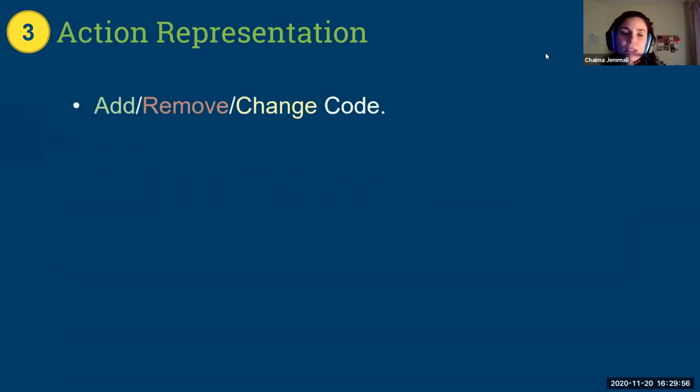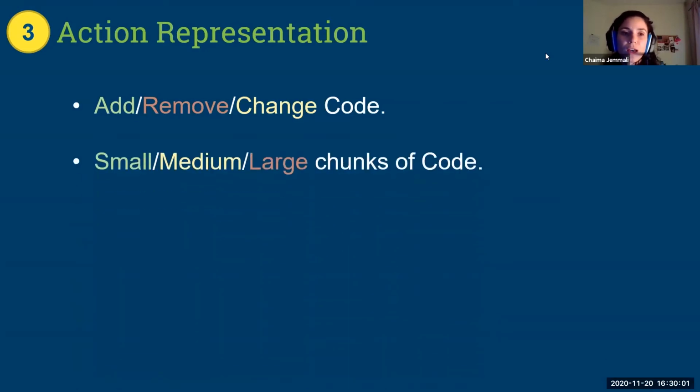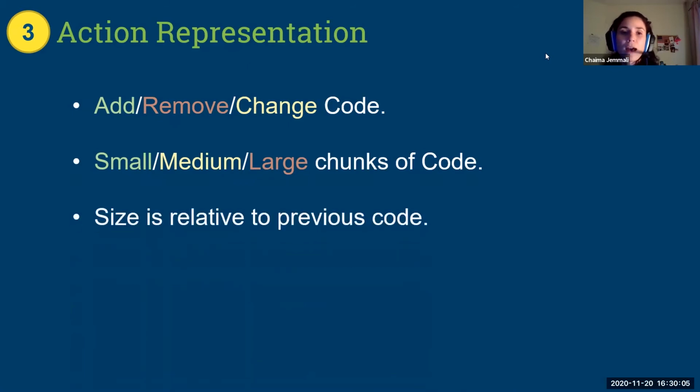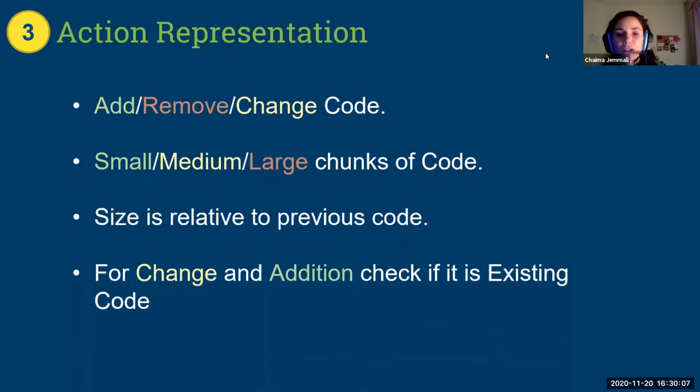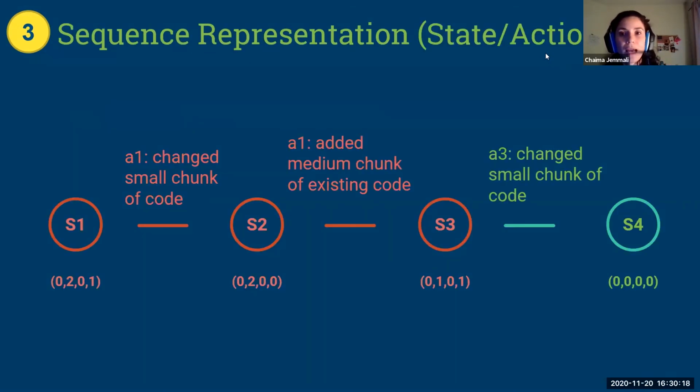And for the action representation, we have whether they added, removed, or changed code, how big was that change relative to their previous code, and if that change is an addition or a change, then if it was existing in their previous code, so if they were using some of the same things that they used before. And so this is how the whole representation would look like, from a wrong code submission to a correct one, or sometimes a wrong code submission to quitting.